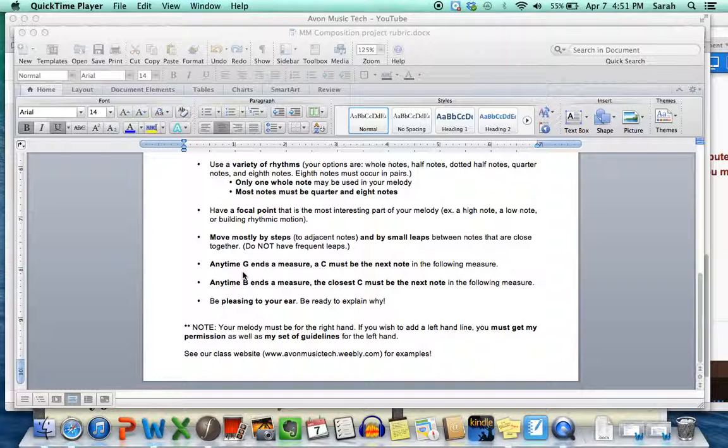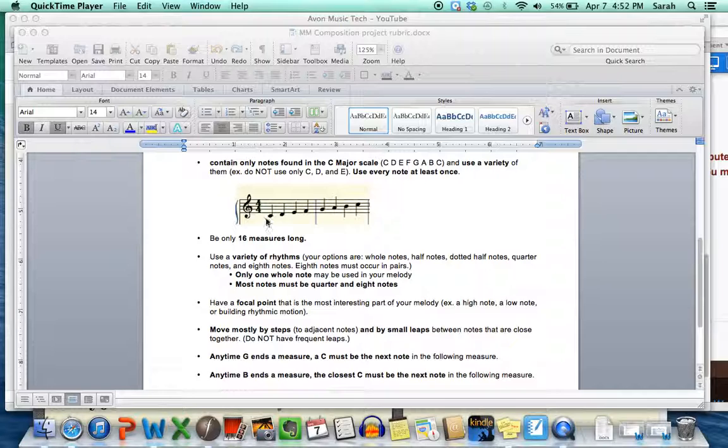Also, anytime G ends a measure, so anytime G is the last note in a measure, a C must be the next note in the following measure. And anytime B ends a measure, the closest C must be the next note in the following measure. Since you're not allowed to use the B down here, anytime you have a B, the C that follows will be this one here on the second line from the top, the second space.